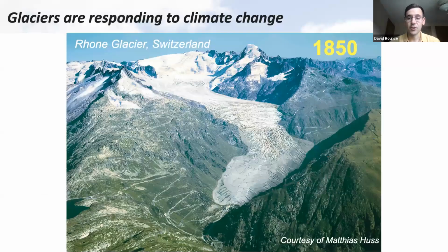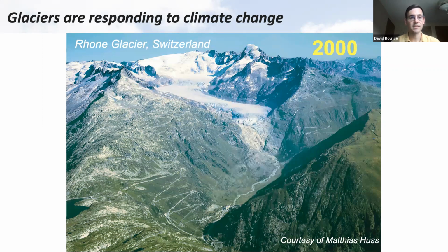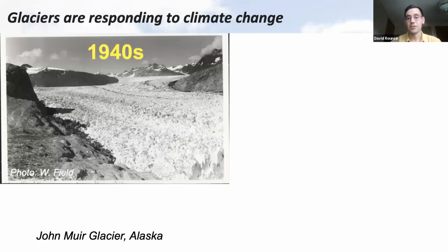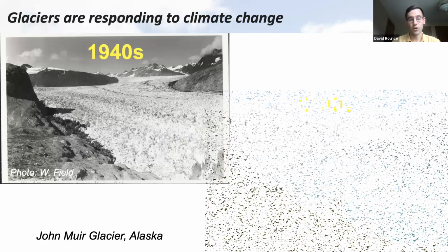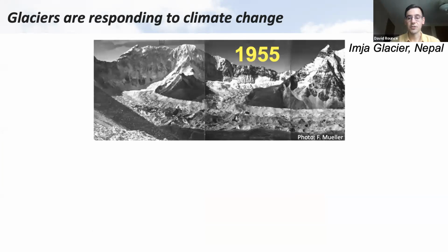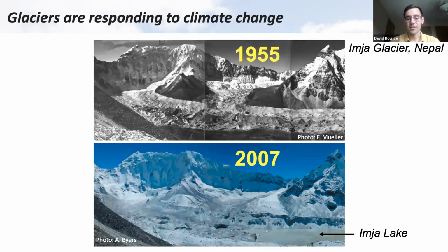Okay, so let's get started. So we're all well aware that glaciers are responding to climate change. And this is true for clean ice glaciers, as shown in this rendering of Rhone Glacier in Switzerland between 1850 and 2000. The same is true for tidewater glaciers. So here's an example of John Muir Glacier in Alaska, shown here in the 1940s and in the early 2000s. And the same is also true for debris-covered glaciers. And this is the glacier that I did my PhD fieldwork on, Imja Glacier in Nepal. And you can see 1955 and 2007.